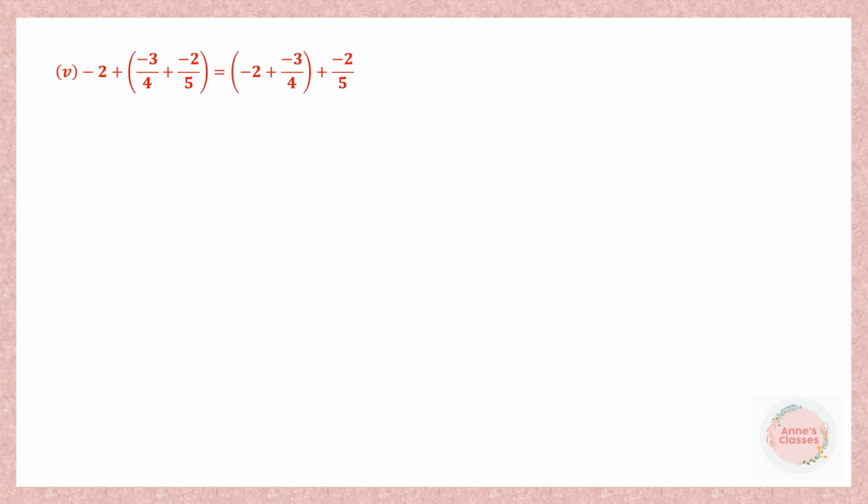So let's take the left hand side. We have minus 2 plus. Now we're going to work out what's within the brackets. Now here we have minus 3 by 4 plus minus 2 by 5. Denominators are different, so we have to find the LCM of the denominators, that is 4 and 5. Let's use 5 first. 5, so bring down 4, 5 ones are 5. Now we can use 2.